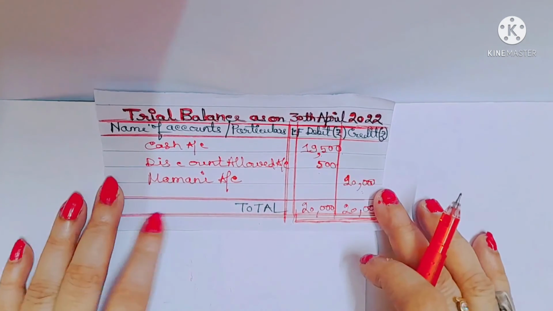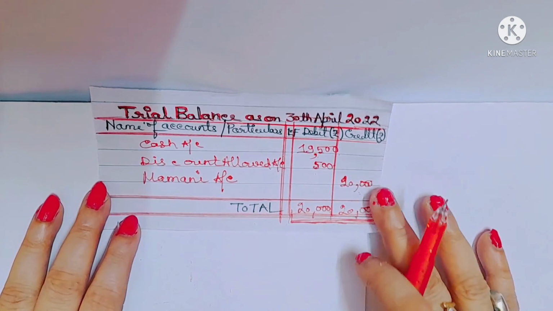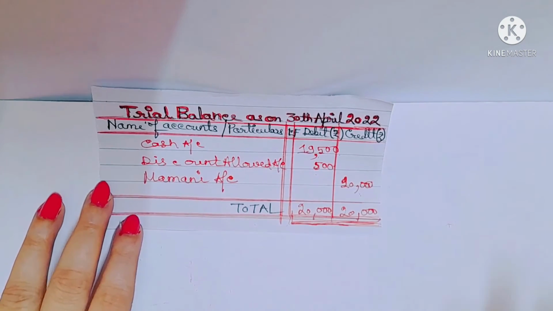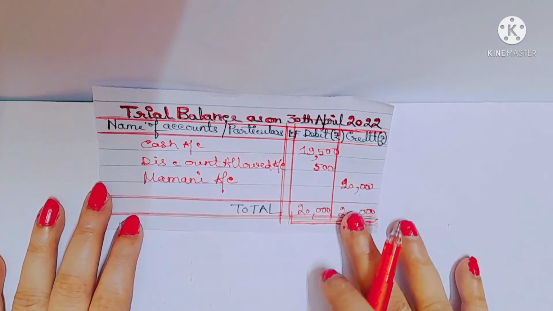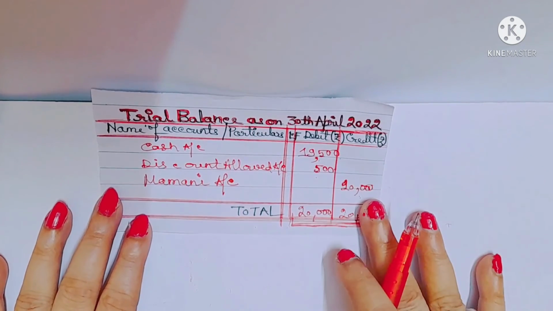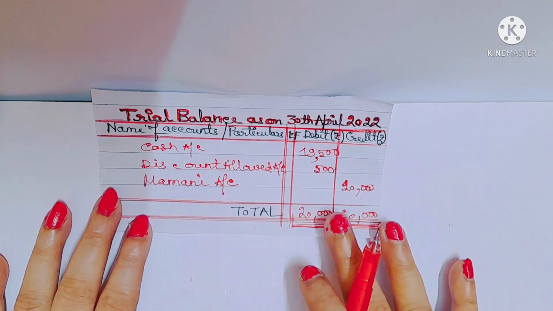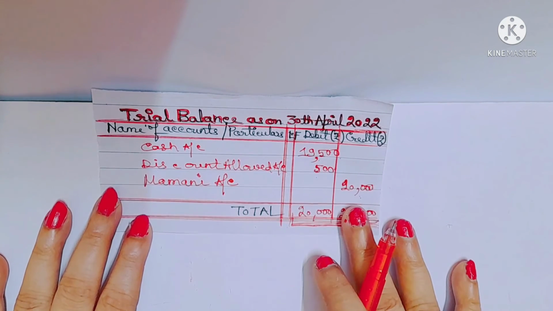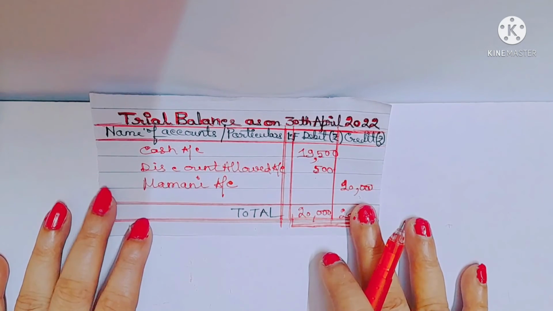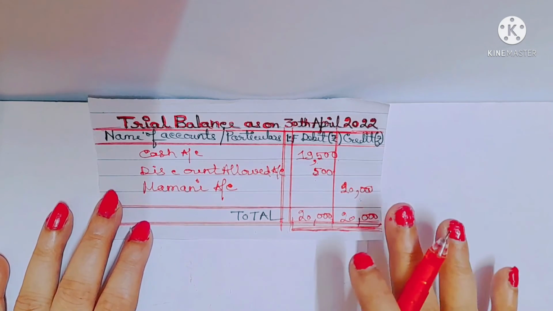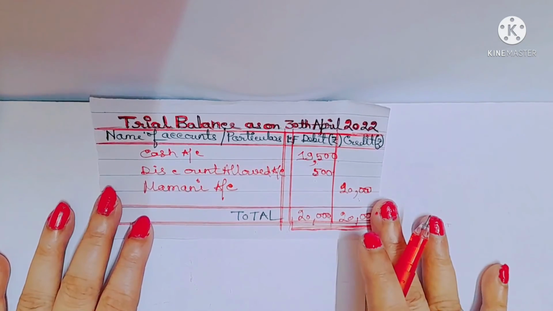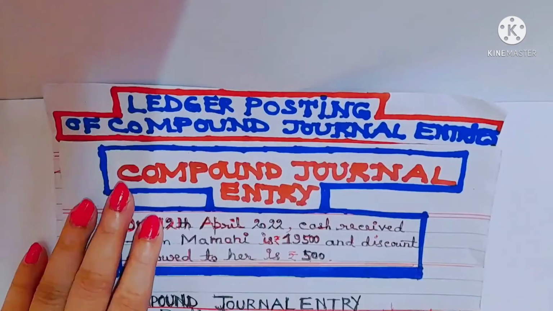So arithmetical accuracy test kora hoye gelo. That means what? There are no errors in the ledger posting and balancing the ledger accounts. আমাদের কোনো ভুল হয়নি. There are no errors. কোনো ledger posting করার সময় আমাদের কোনো ভুল হয়নি এবং ব্যালেন্সিং করবার সময় ledger accounts আমাদের কোনো ভুল হয়নি. So this is the format of trial balance. This is how we prepare trial balance. Understood? Clear?